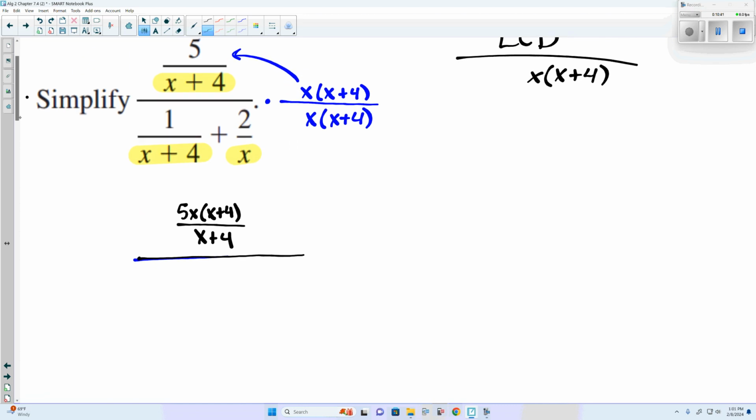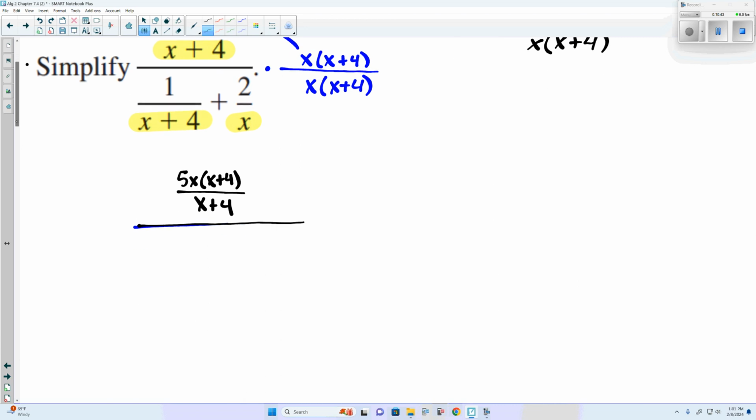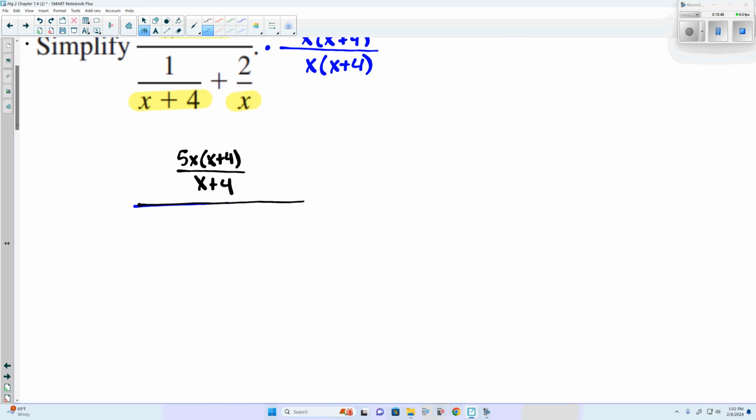Questions on the numerator of this here? Now the denominator, we're going to do the same thing. Our x times x plus 4 is going to multiply with our first fraction. And when we do this, it's going to multiply with the numerator. So we're going to have 1 times x, which is x times x plus 4. Plus, we have x. We're going to do the same thing here. We're going to have our 2 times our x times x plus 4, which is 2x times x plus 4.